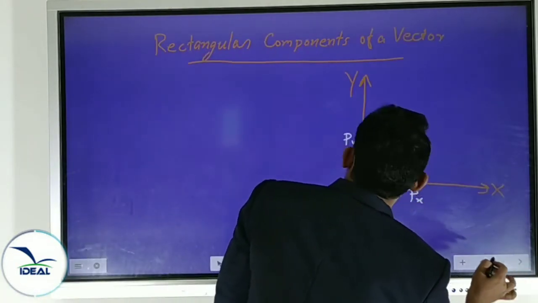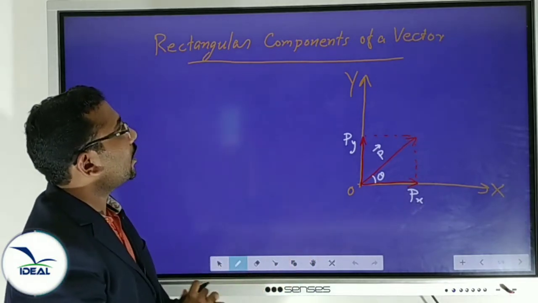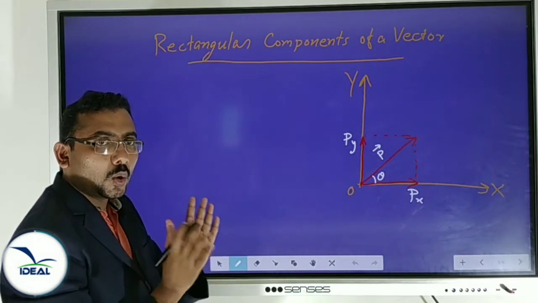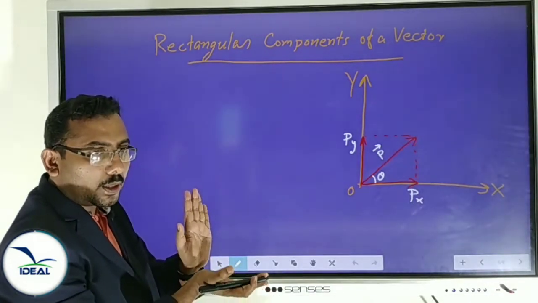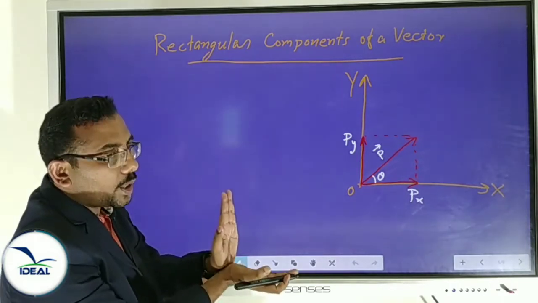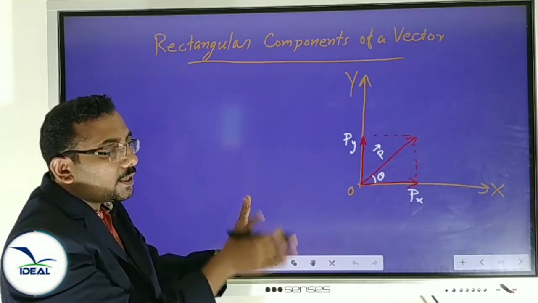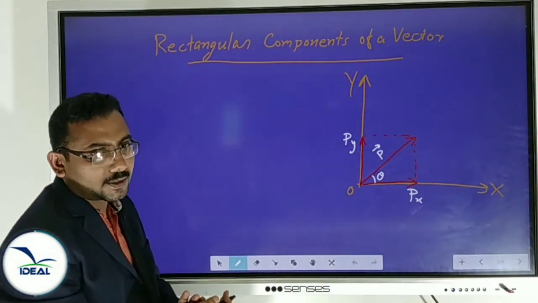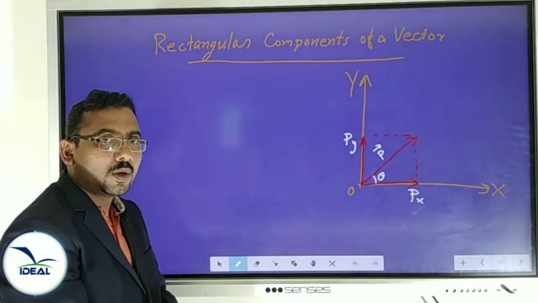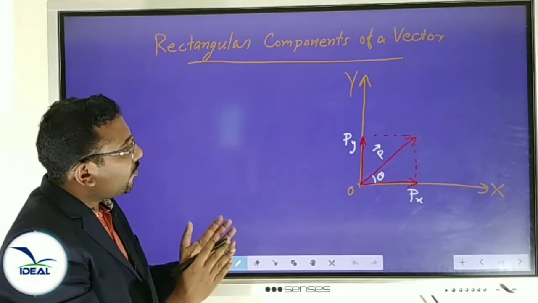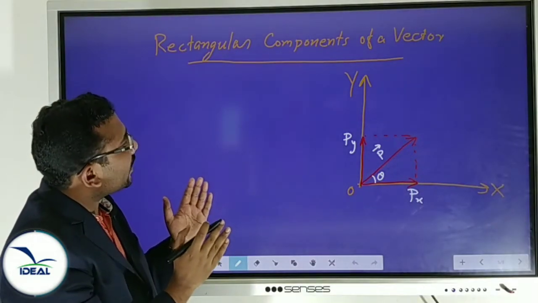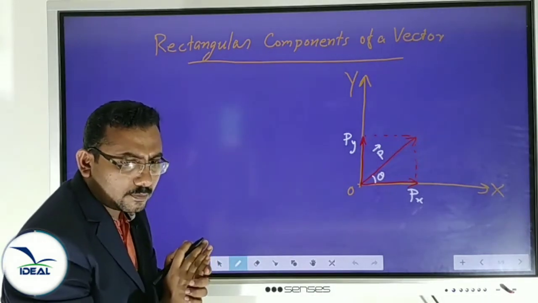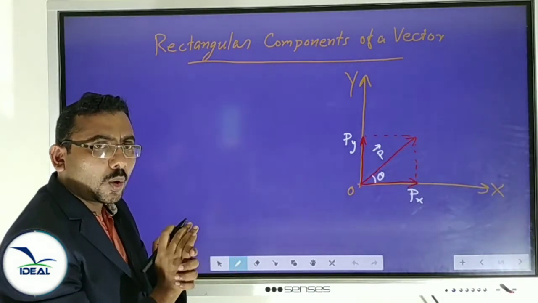We can see one method of resolution called the rectangular components of a vector. We can split a vector into two mutually perpendicular components which are lying in the same plane. That is called rectangular components of vectors. Any vector can be split into rectangular components.